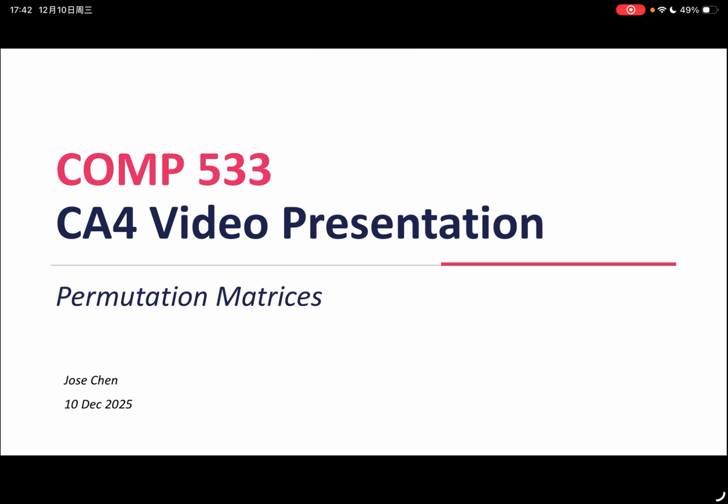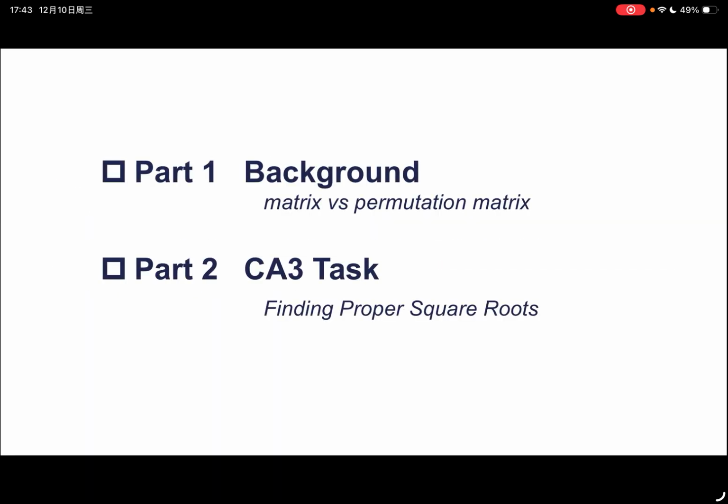Today I will present on the topic of permutation matrices and explain my solution for the CE3 programming assignment. First, in part 1, I will provide the background knowledge comparing general matrices with permutation matrices. Then in part 2, I will walk you through my CE3 task which focuses on finding proper square roots of the identity matrix.